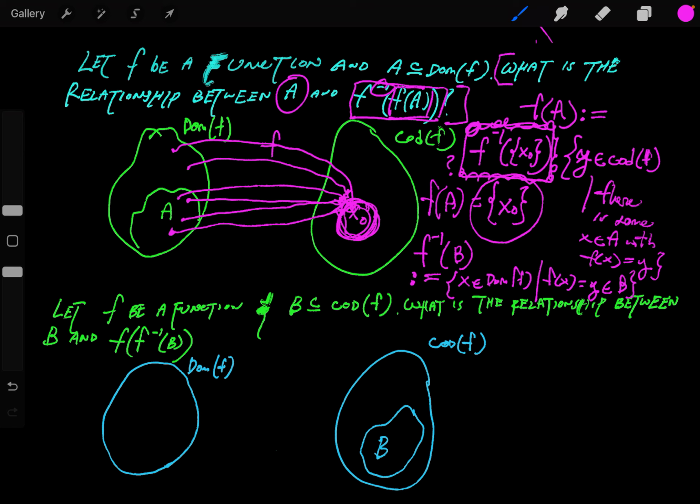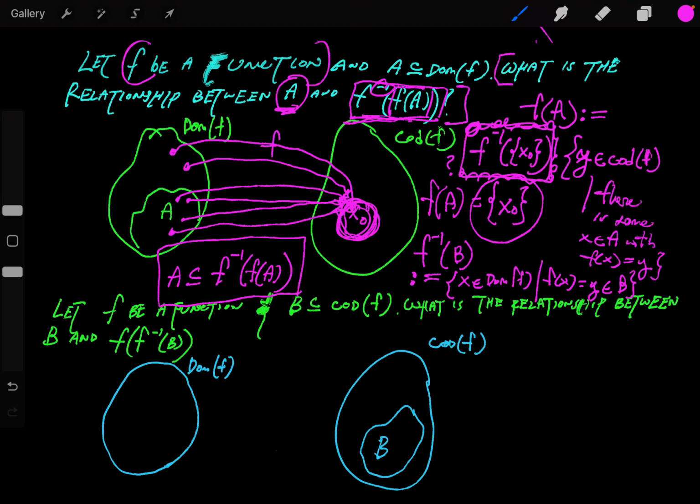In this case, what's the relationship between A and this here? Well, it has to be that A is a subset of the pre-image of the image of A, right? Because in the case of a constant function, this relationship will hold. And you don't know what F is. F is any function. So it must be that this is the relationship between these two.